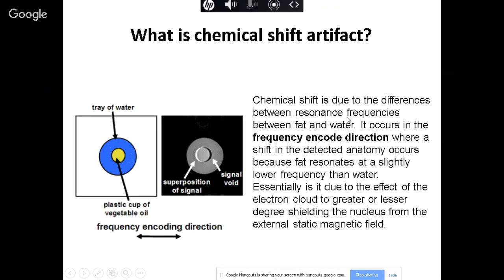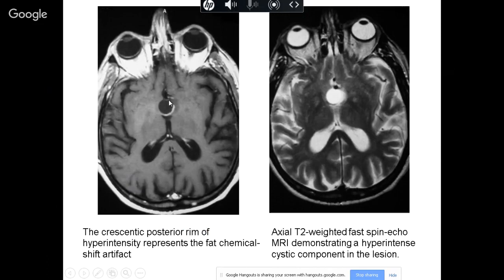Chemical shift is due to the difference in resonance frequency between the fat and the water. Okay, fat and the water. This is the water and this is fat. In between, on the MRI sequence, you will see the chemical shift signal there. Essentially, due to the effect, the electron cloud shields the nucleus from the external field to a lesser degree. I don't know why this happens, but I know how to look at it. That's all.